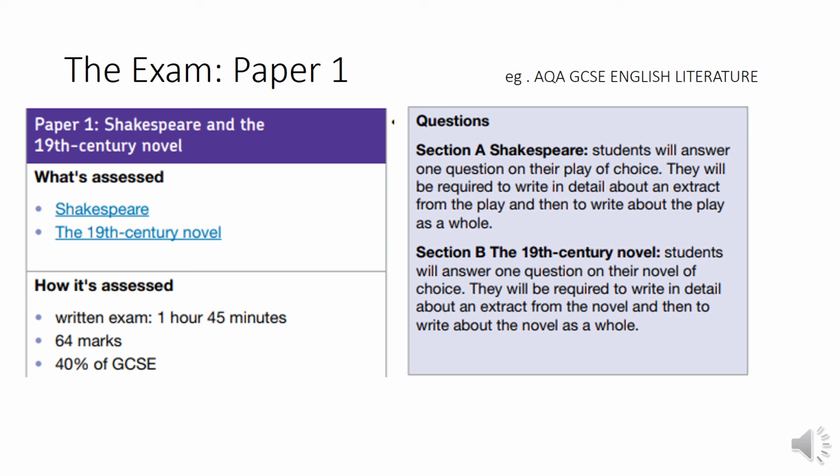The question for Jekyll and Hyde will be found in section B of your literature paper 1. The question will be worth a total of 30 marks, which is broken down into 12 marks for AO1, which is your understanding of the book and use of quotations, 12 marks for AO2, which is language analysis, and 6 marks for AO3, which is how you link the novel to its context. I will now show you some sample questions, which you can feel free to answer in your own time.